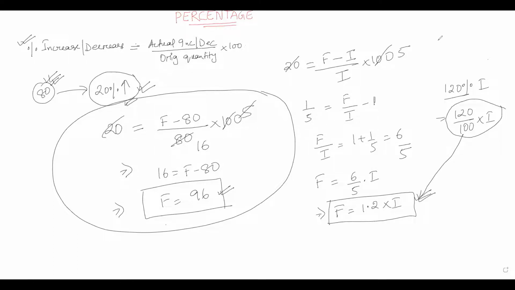Again, if I say that one number has been increased by say 180%, we can say that the final value has now increased to 280%, as the number is increased by 180%. So 100% plus 180%, that is 280%. So the final value would be 280% of the initial value, which is nothing but 2.8 times the initial value. So the final value would be 2.8 times I. So we can simply use this to solve many big problems.